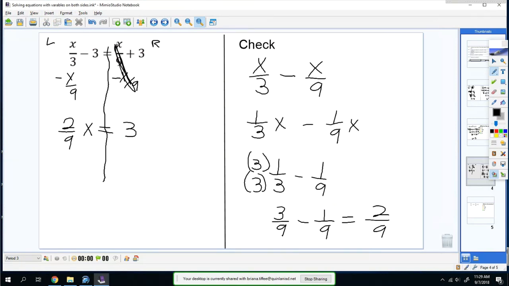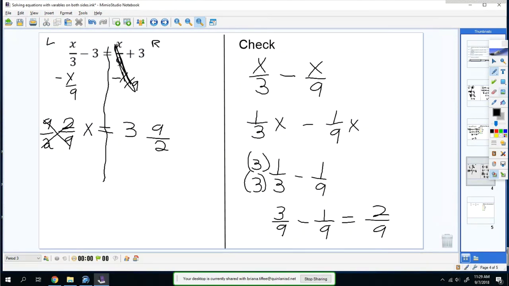So what we're going to do is multiply by the reciprocal. Don't say the opposite. The reciprocal would be 9/2. So you flip the fraction and multiply it. So these cancel out. So I'm going to come over here and multiply it by 9/2.